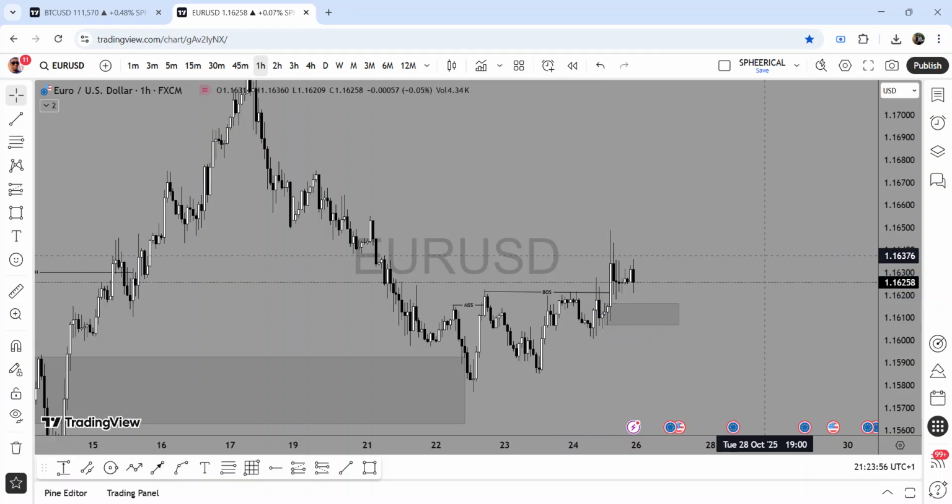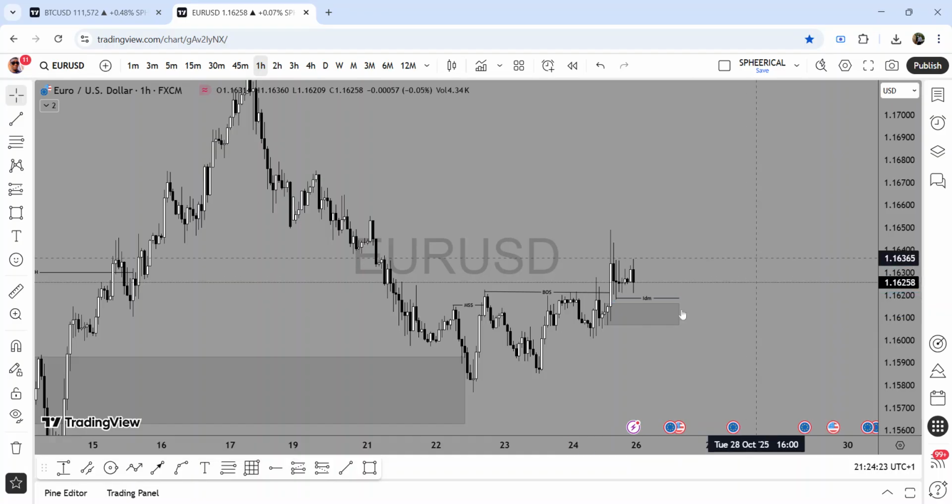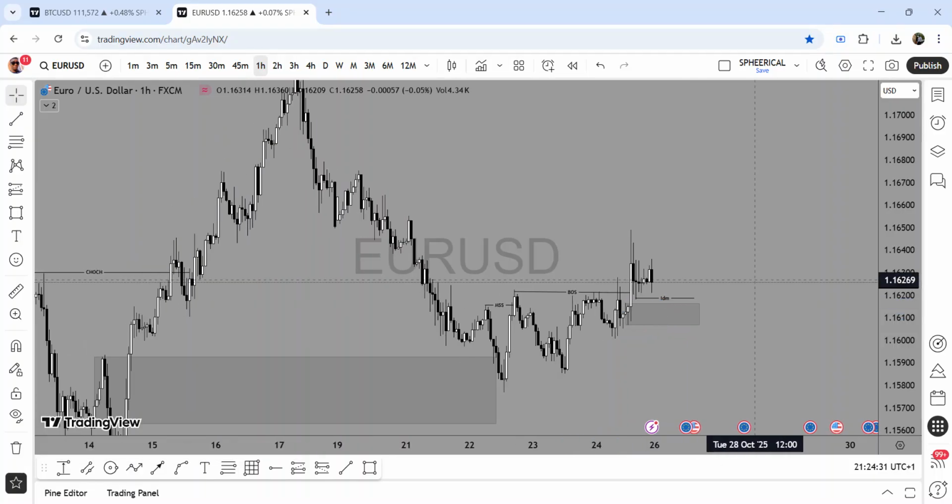It is unmitigated. What has been mitigated is the fair value gap. The fair value gap has been mitigated by this candlestick. So now the fair value gap has reacted as an inducement point of interest. So we are going to mark this and label it inducement. IDM is a liquidity, and this liquidity is validating our point of interest.